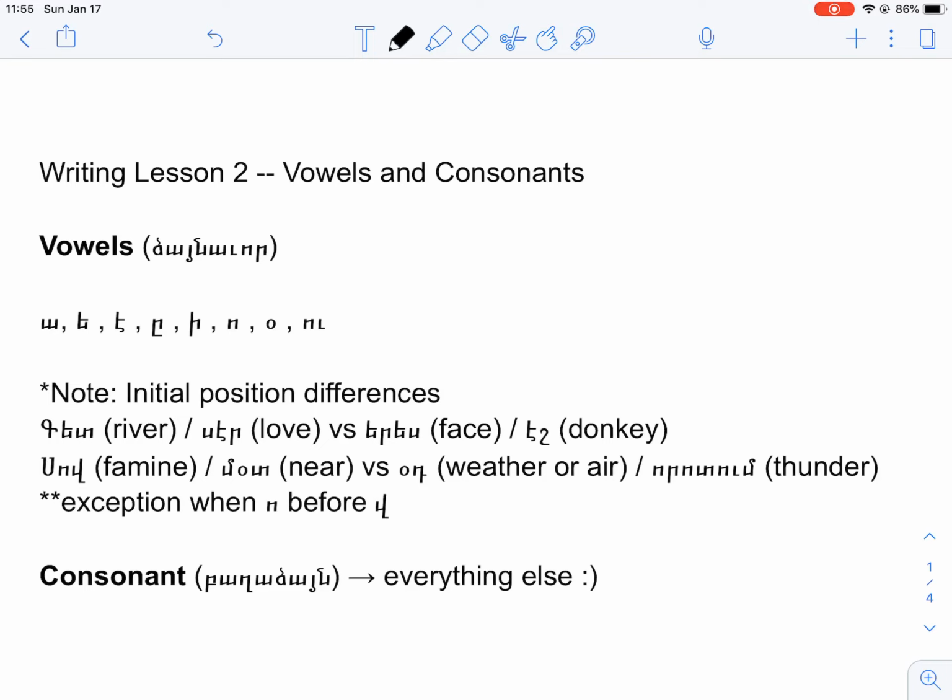Today we're going to talk about vowels and consonants. Vowels in Armenian are known as tsaynavor. So you would say that this letter is a vowel. As dara tsaynavor.